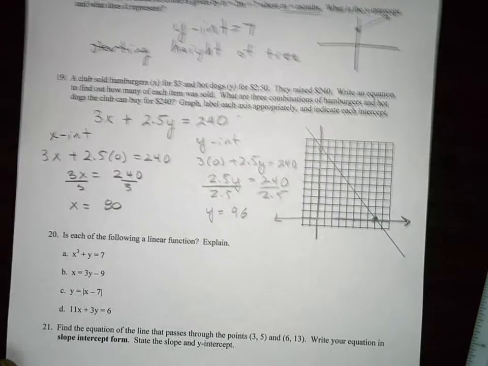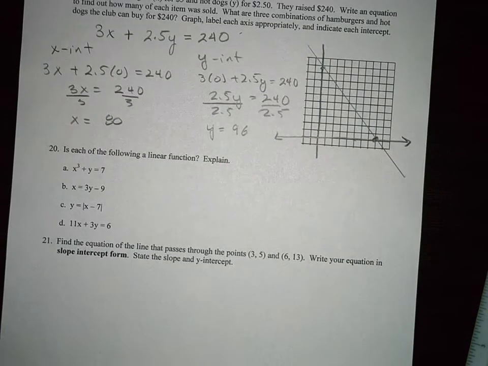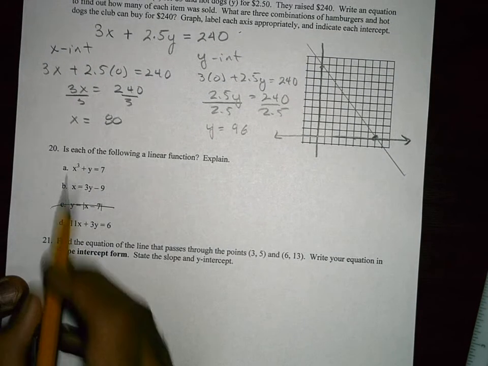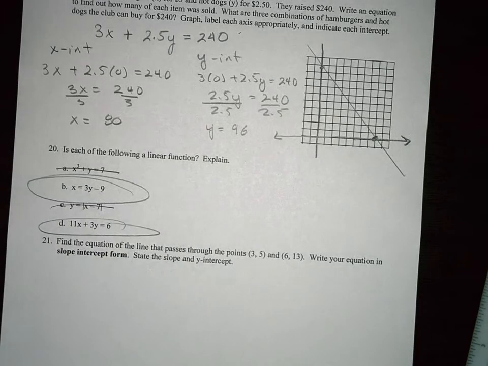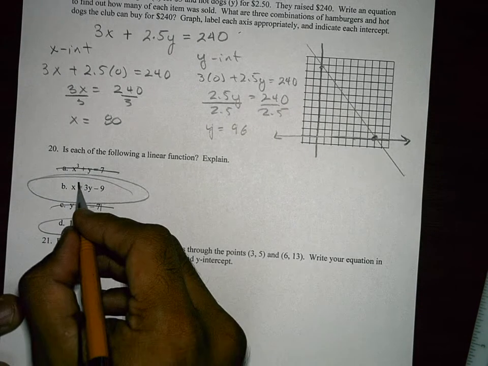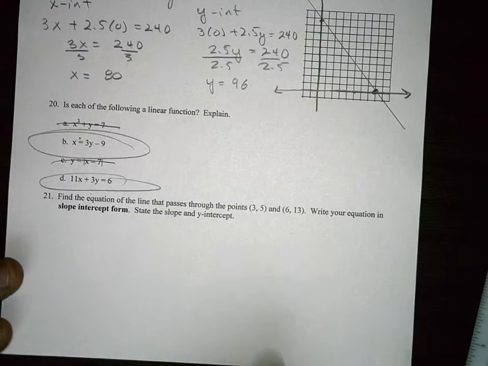All right, number 20 says which is linear. Remember, linear means the x is to a power of 1. So that's absolute value. That's got an x of 3. So these two are both linear because the x has a power of just a 1 right there, right? Okay. 21. Last question here.